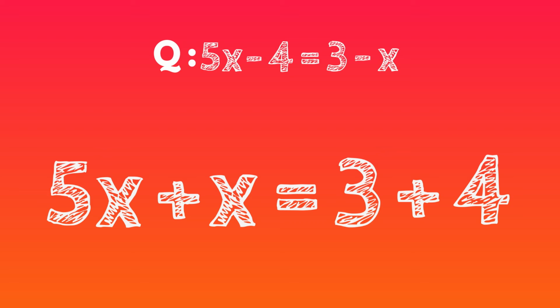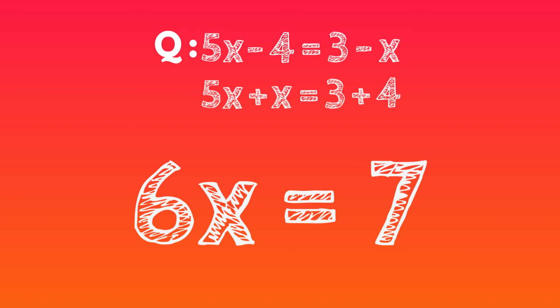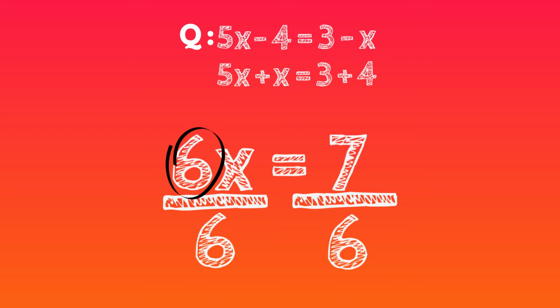So we add now. 5x plus x gives us 6x. 3 plus 4 gives us 7. So 6x is equal to 7. Now we are going to divide. We divide the 6x so that we remain with only x on the left side. What we do on the left, we do on the right, so we divide by the same number. The number we usually divide by is the coefficient of x, which is the number before the x, the 6 in 6x. So we are going to divide by 6.